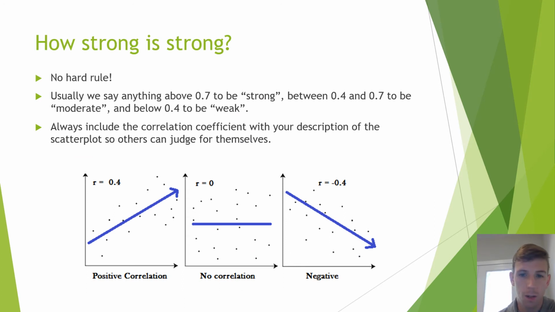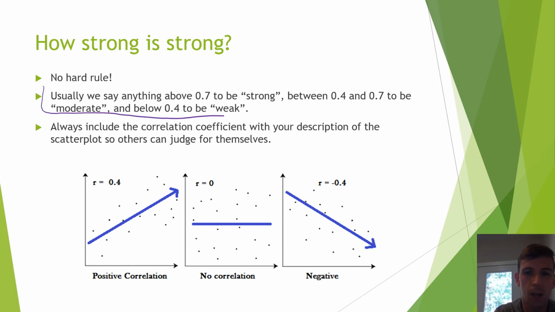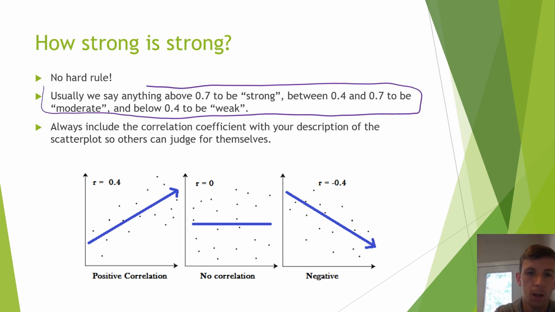How strong is strong? This is going to be our guideline here. It's not a hard and fast rule, but things above 0.7 we usually say are strong, and that goes in either direction, so below negative 0.7. Things in the middle between 0.4 and 0.7 we say are moderate. Things below 0.4 are said to be weak. So always include the correlation coefficient with your description of the scatter plot. All right, you can include it right there. They can judge for themselves what they think about it. A lot of it depends on the data as well.